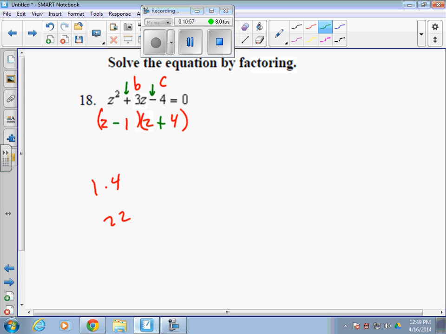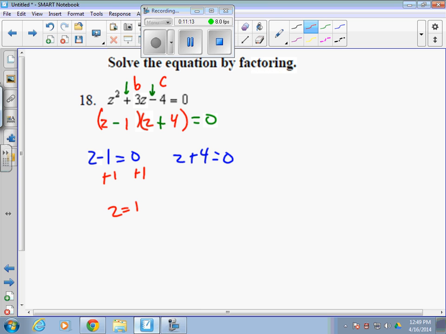That means z minus 1, and z plus 4 equals 0. So now you have z minus 1. You set them up as z minus 1 equals 0 and z plus 4 equals 0. Get rid of minus 1 by adding it to both sides. z is positive 1. Get rid of plus 4 by subtracting it on both sides. z is negative 4.